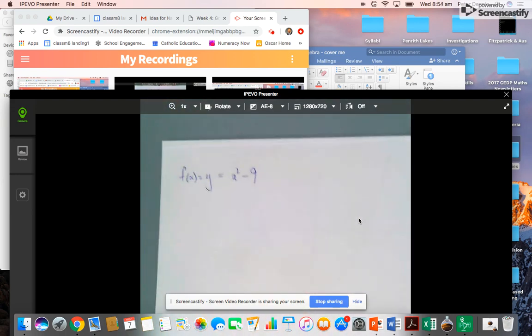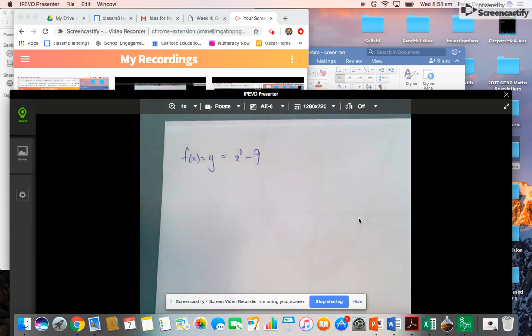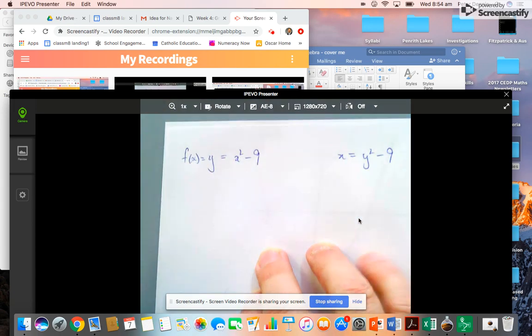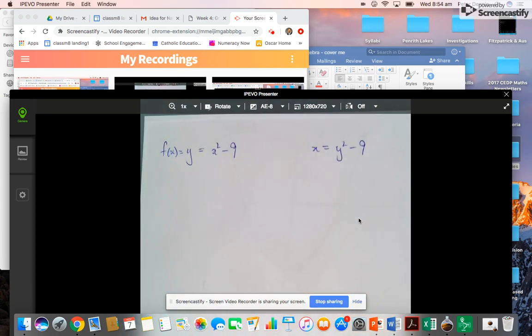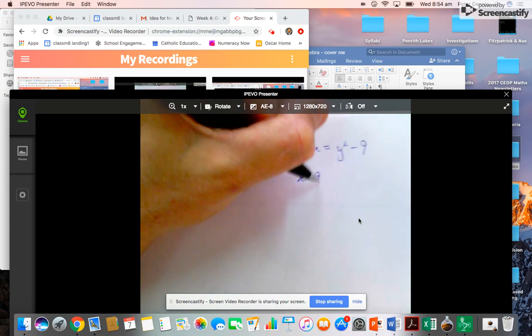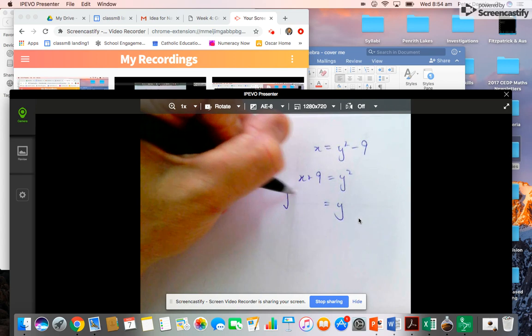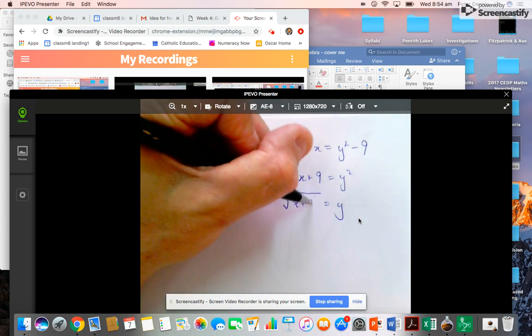And I'm going to do exactly the same thing as I did before. To find the inverse, it's going to be x equals y squared minus 9, and we're going to make y the subject. How do we make y the subject? We take the minus 9 over, it becomes x plus 9 equals y squared, or y equals the square root of x plus 9.